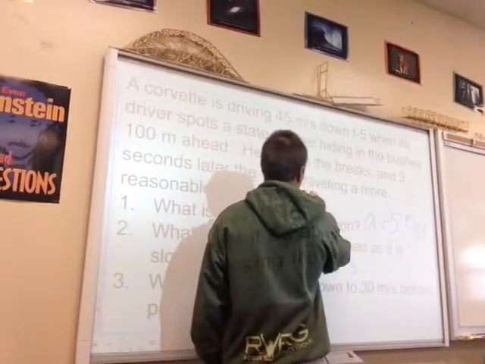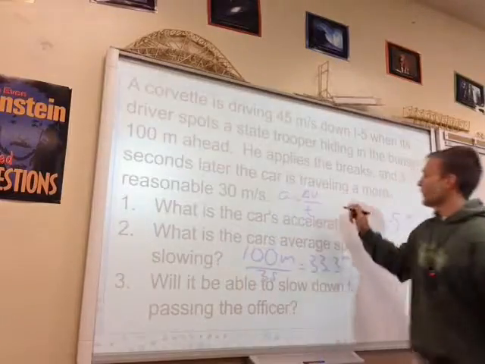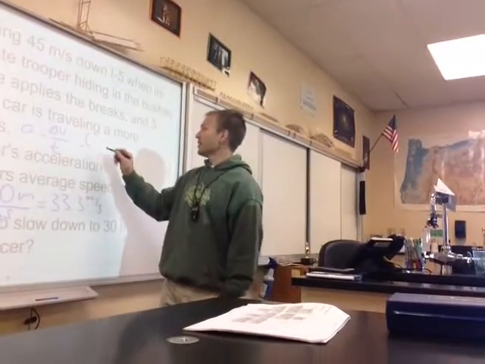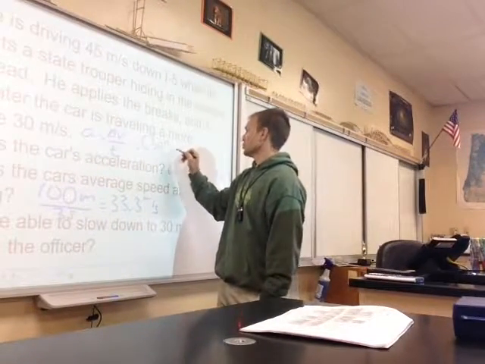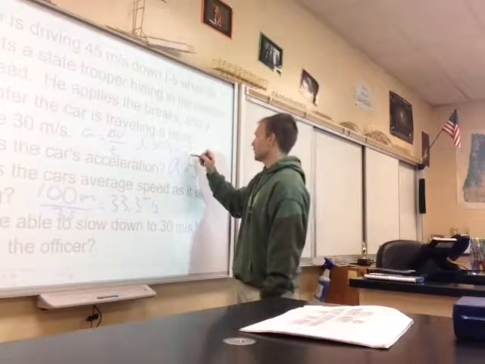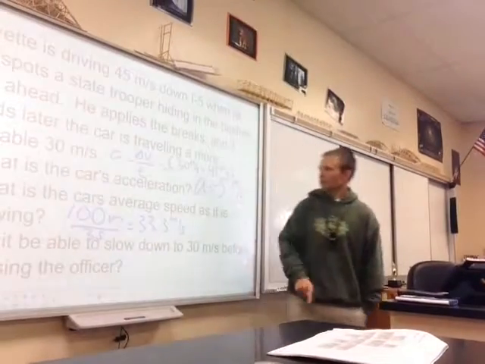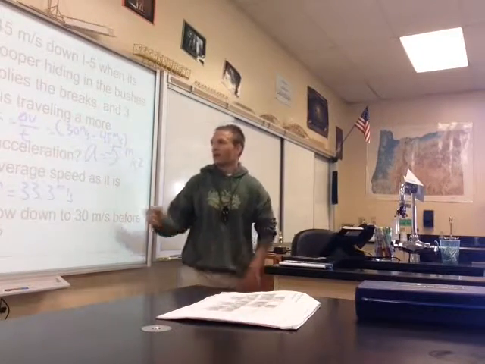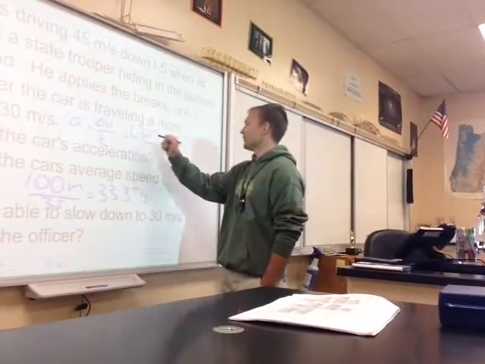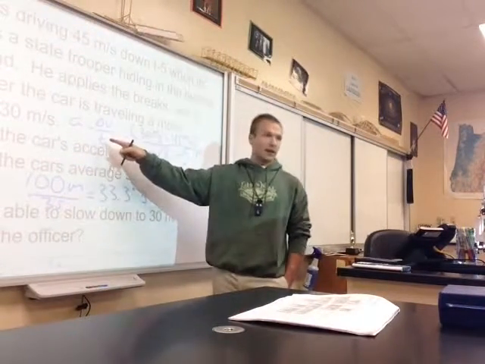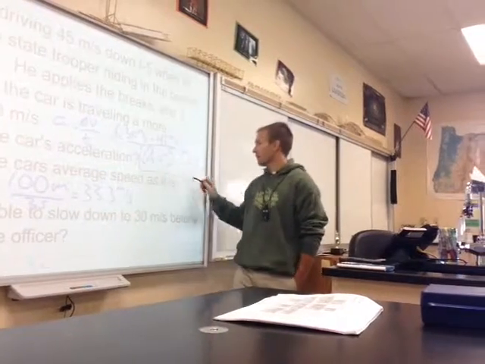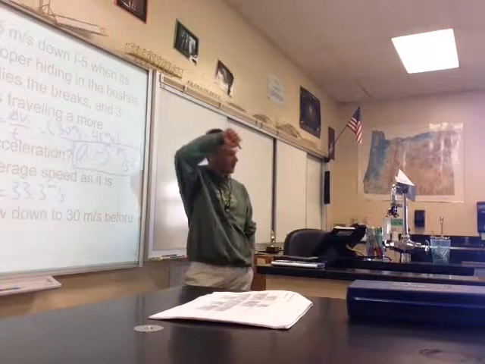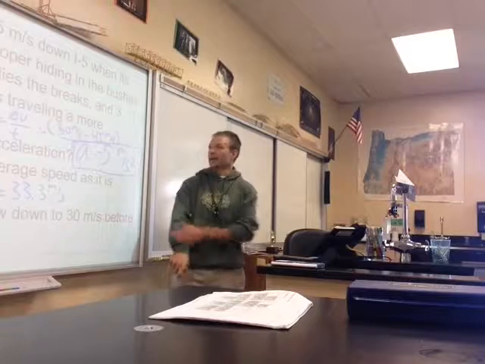Remember, acceleration is the change in velocity divided by the time. If I want to calculate the change, change is always final minus initial. The final is 30 meters per second. The initial was 45. So 30 minus 45 gives me a negative change, negative 15. Divide that over 3 seconds, and the best answer is negative 5 meters per second squared. That means if you were to graph it, it would be curved down. All right, good.